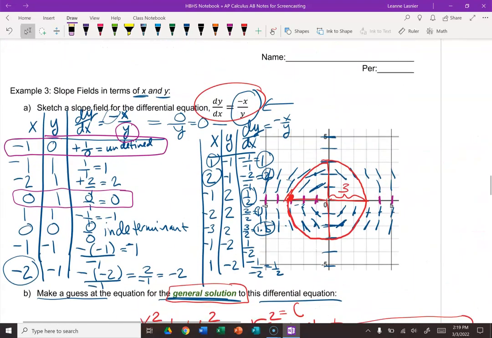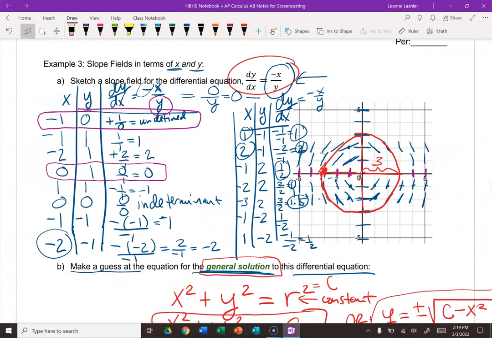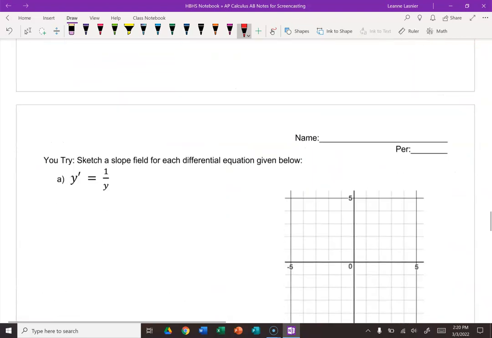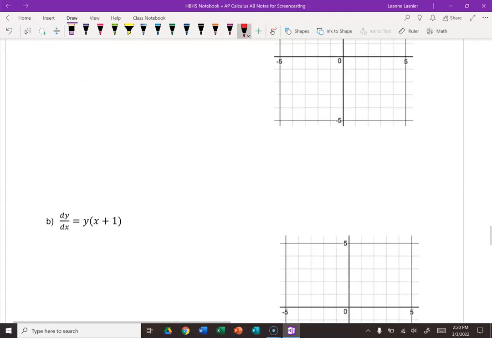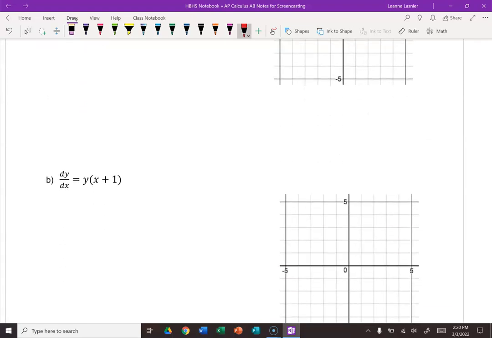Okay, so that's technically how you would do a slope field for a differential equation with x and y. So I'd like you to try a couple of these as well. This one's not too bad because it's only in terms of y. This will be a little easier. But this one here, you will have to do a number of points. So see if you can find some patterns that help you plug in a few points and then carry the pattern out. So pause your video, try it, and then check.